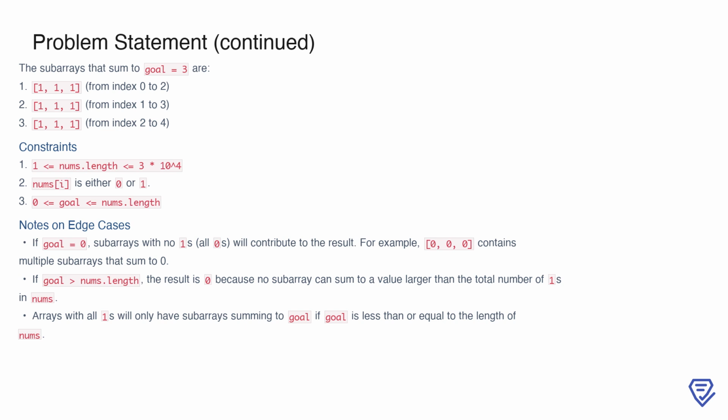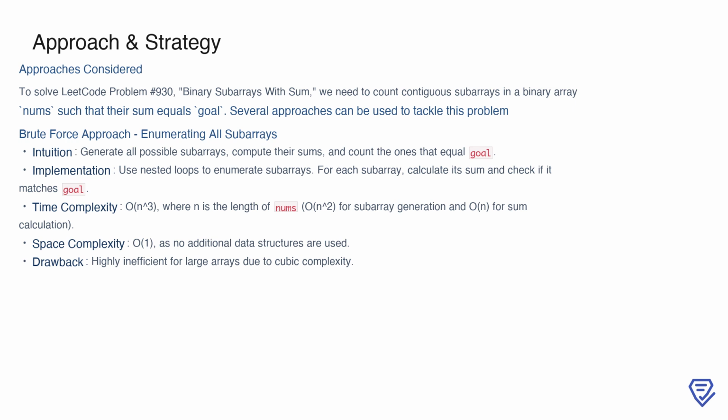To solve the problem of counting binary subarrays with a sum equal to the given goal, we can take several different approaches, each with its own trade-offs. The most basic method is the brute force approach, where we generate all possible subarrays from the input array and compute their sums individually. If the sum of a subarray matches the goal, we increment our count.